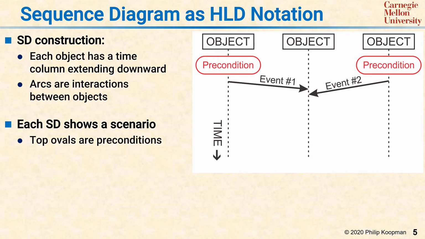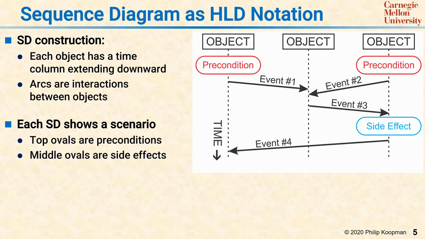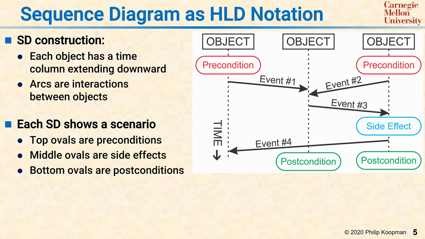Ovals in the middle are typically side effects. So there might be event 1 and event 2 and event 3, and event 3 causes a side effect in the far right object, where a side effect is a variable assignment, producing an output to the real world, and so on. Ovals at the bottom are postconditions. Those are properties that are true at the completion of the sequence diagram.